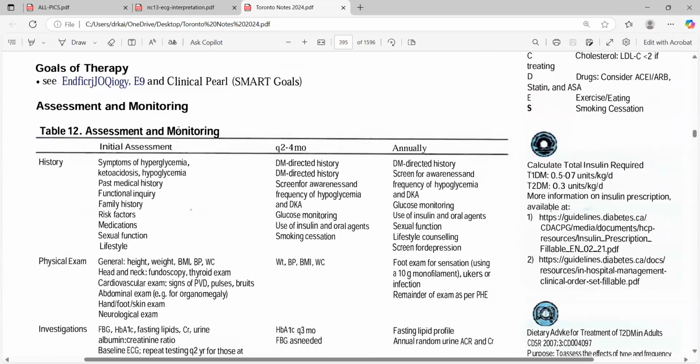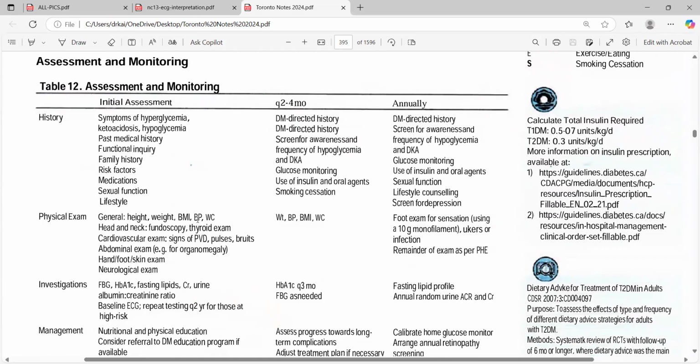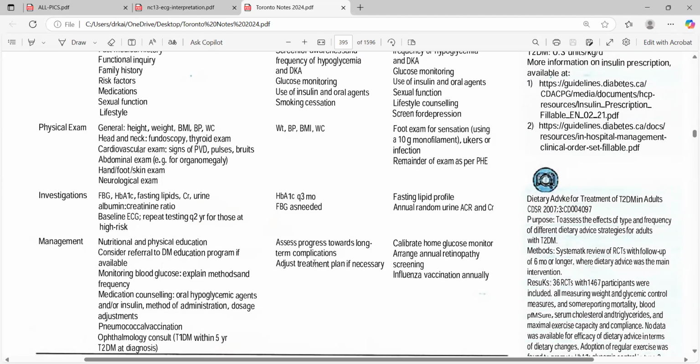Then assessment and monitoring. When are you going to check for which test at which level? For your understanding, all you need to remember is we are going to start with all history and physical examination. Then we do the monitoring every 3 months: HbA1c, also checking for the creatinine, BUN, urine albumin and creatinine ratio, and eGFR. That's what we do every 3 months. Then yearly, we check for the foot examination. Then in type 2 diabetes, we check for the ophthalmology consult yearly. So we're checking for all of those steps.